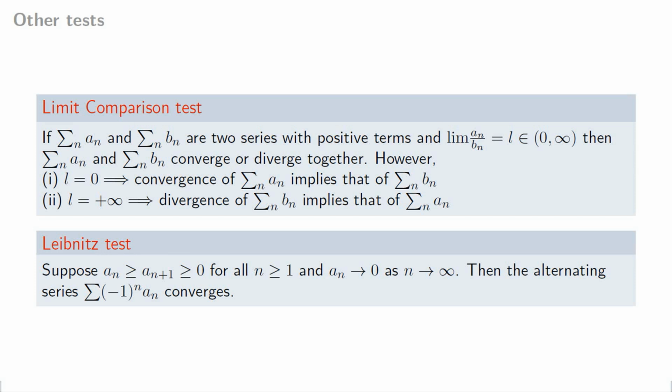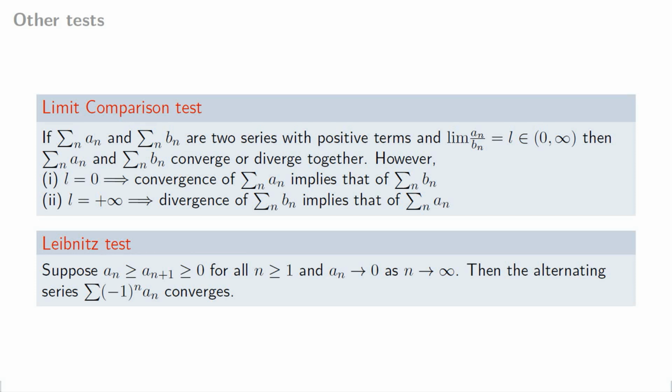So next we shall discuss some other tests. The first one is the limit comparison test. If summation a_n and summation b_n are two series with positive terms and limit of a_n by b_n equal to L, and L is assumed to be positive and finite, then summation a_n and summation b_n converge or diverge together. However, if L equal to 0, then convergence of summation b_n implies that of summation a_n. Again, if we assume that L is plus infinity, then divergence of summation b_n implies that of summation a_n. And lastly, we shall discuss one test for alternating series.